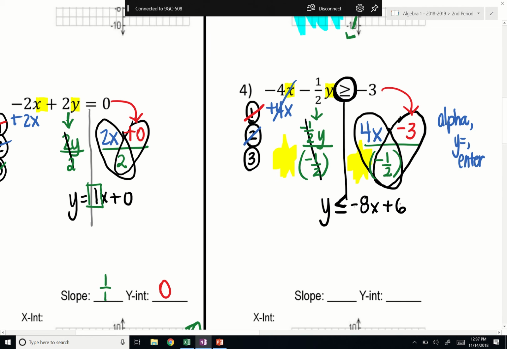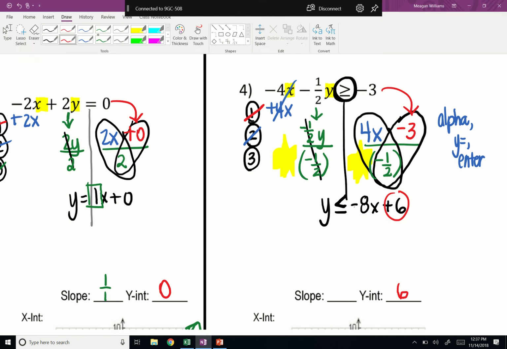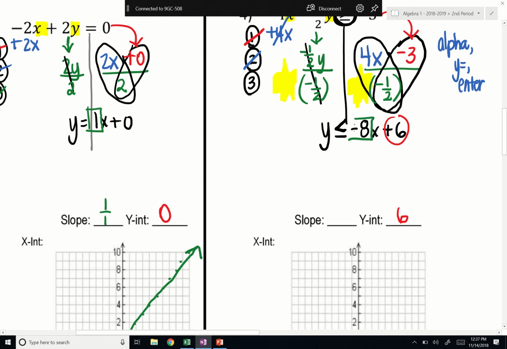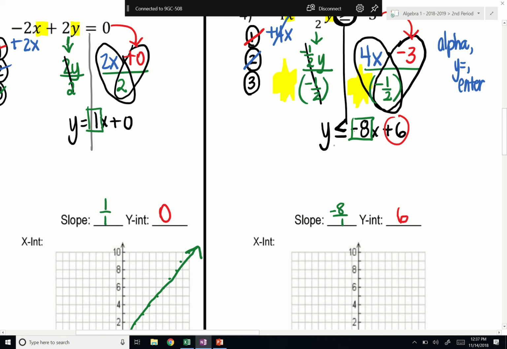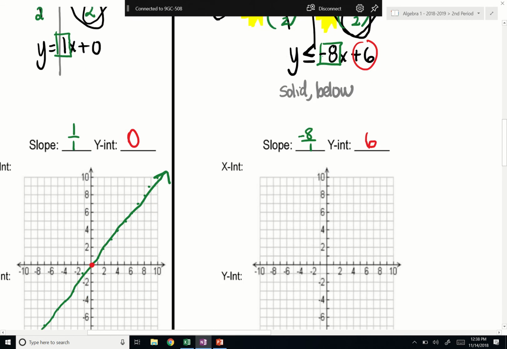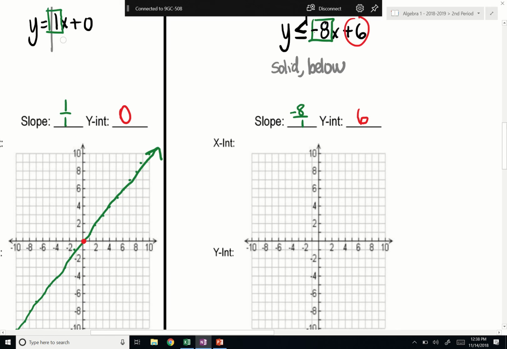Can we identify my slope? What is it? And what is my y-intercept? Good. So talk to me about this line. It is a negative line, so it should be going down. But there's a few other things about it. Oh, it's solid. It is solid because it says equal. And it's below, right? We're going to shade below because it says less. Sound good?